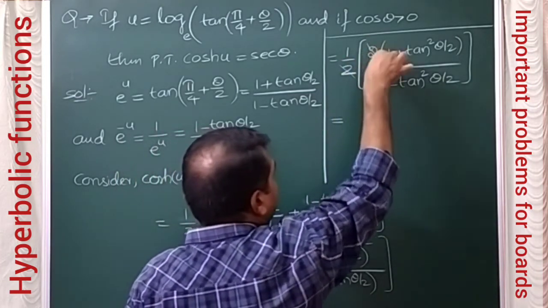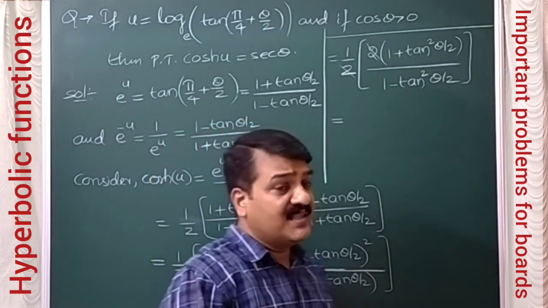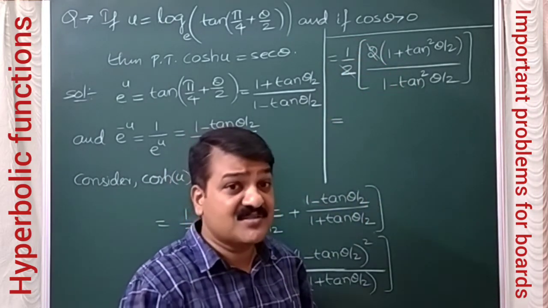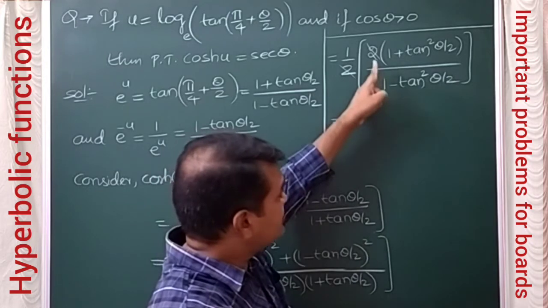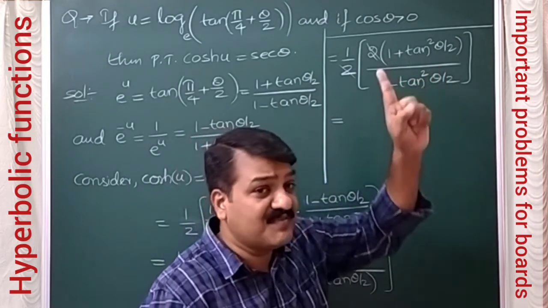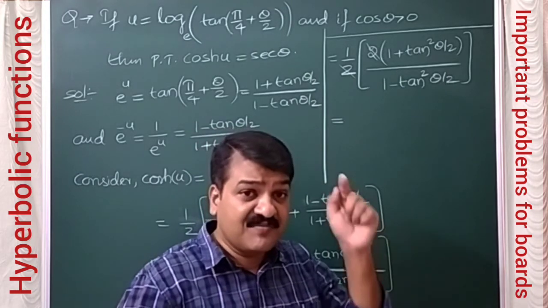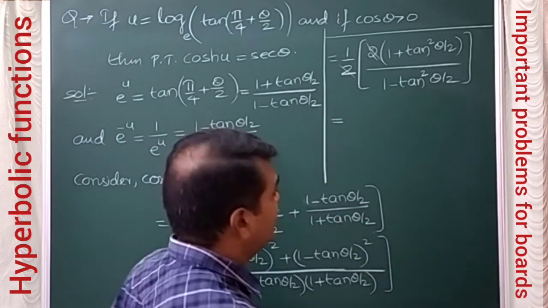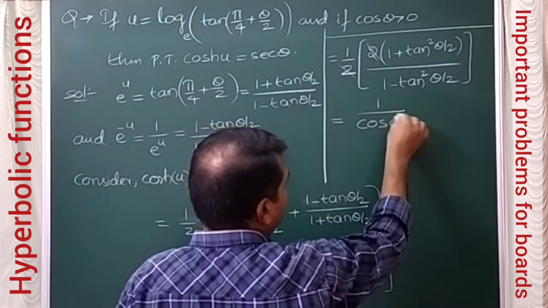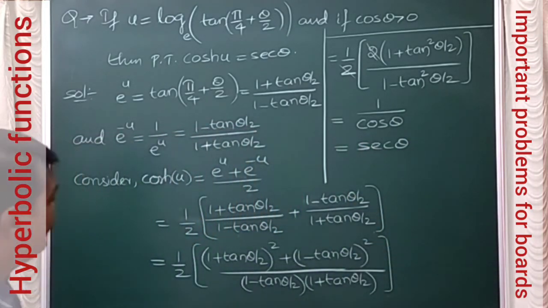So this 2 1 by 2 cancel. This is left. Now you have to observe that this is a reciprocal of cos theta formula, because cos theta formula means it is 1 minus tan squared theta by 2 by 1 plus tan squared theta by 2. So this is the reciprocal of cos theta formula in terms of tan. Reciprocal of cos theta formula, so 1 by cos theta. That means secant theta.